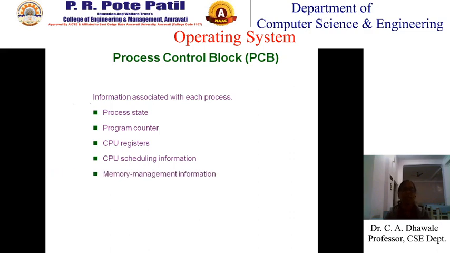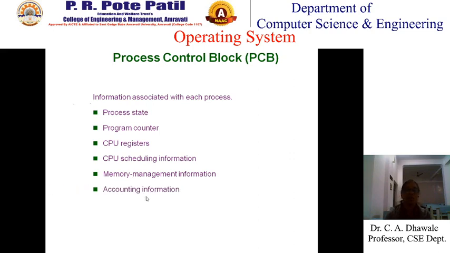Then the memory management information. It means where in a particular area the process is stored, which memory area is allocated to the process, that is, which is the lower address, which is the higher address, and so on, and what is the size of the process. This is the memory management information.